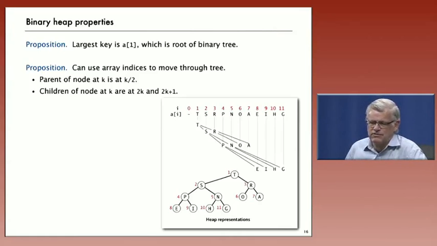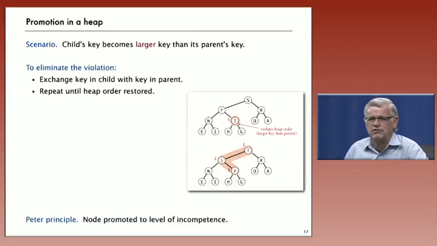So the parents of, say, H and G are both N. H is at 10, G is at 11, N's at 5. So both of those are 10 over 2 and 11 over 2, integer divide, which is 5. And going the other way, it's easy to see that the children of the node at k are 2k and 2k plus 1. So we don't need explicit links at all to represent these data structures. We can just use array indices.